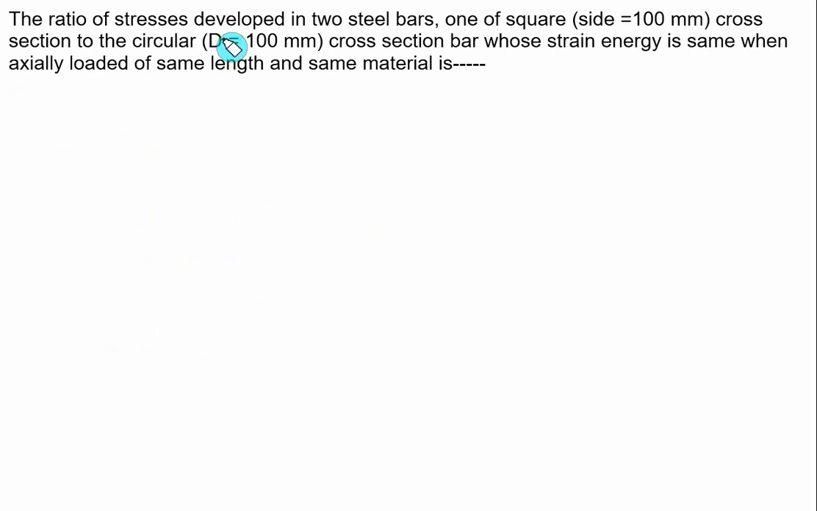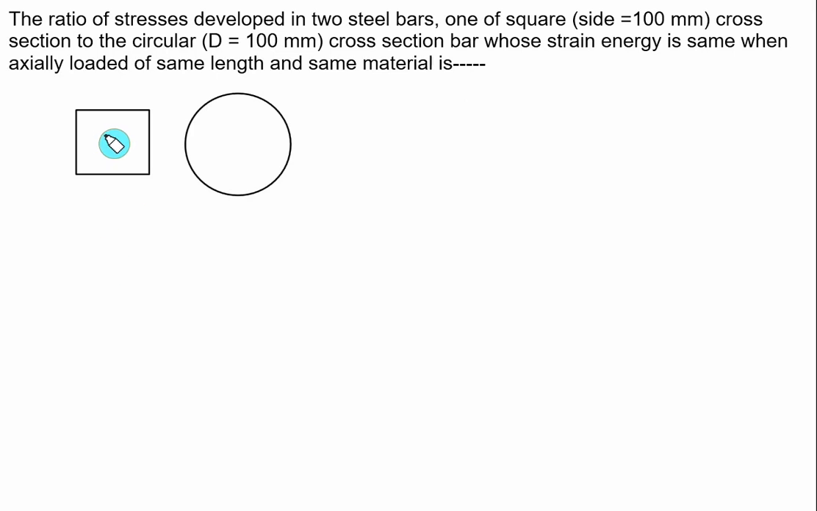The ratio of the stresses developed in the two steel bars, one of square cross section with side equal to 100 mm, and the other of circular cross section having diameter equal to 100 mm, whose strain energy is the same when axially loaded, of the same length and the same material. We are interested to know the ratio of their stress. It is given that both these bars have the same value of strain energy.